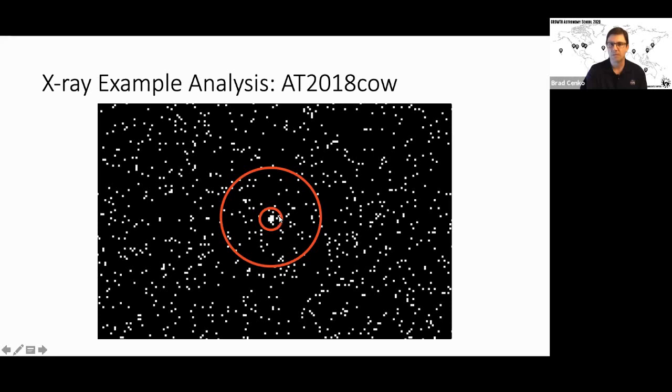We count up all the photons that are in that circle. We call this our source region. And then we take another circle that's larger than this, which we don't think there are any sources in, and we call this our background region. And we add up all the counts that are in this background region, and we divide by the number of pixels that are in this background region. And that tells us how many background counts there should be in our source region per pixel. And then we need to multiply by how many pixels there are in this source region.